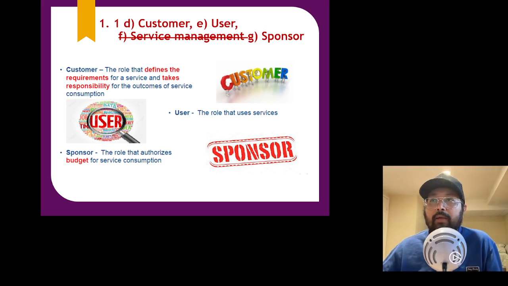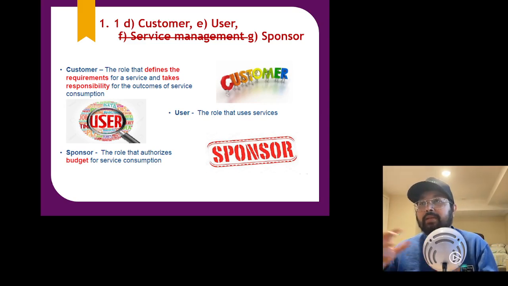So hope these three roles we could understand easily. User is like a basic role, just only the user of services. But customer defines the requirements, like, hi, we need Office 365, okay? And he's the customer, and also he takes the responsibility for the use of these service consumptions, okay?